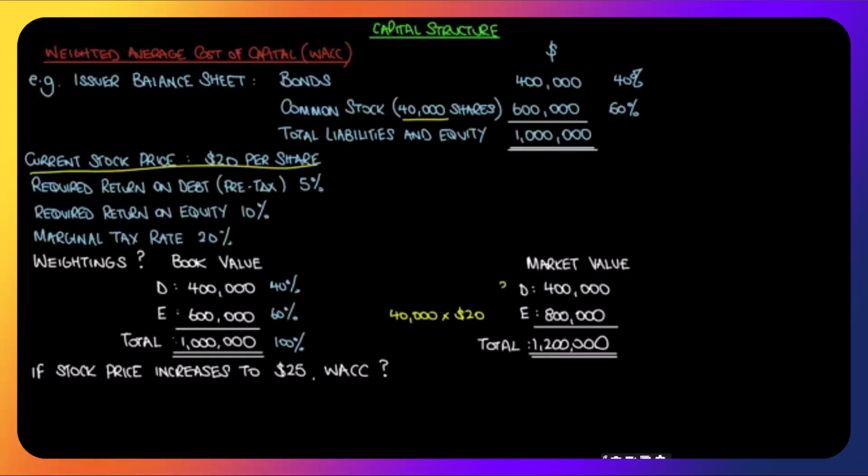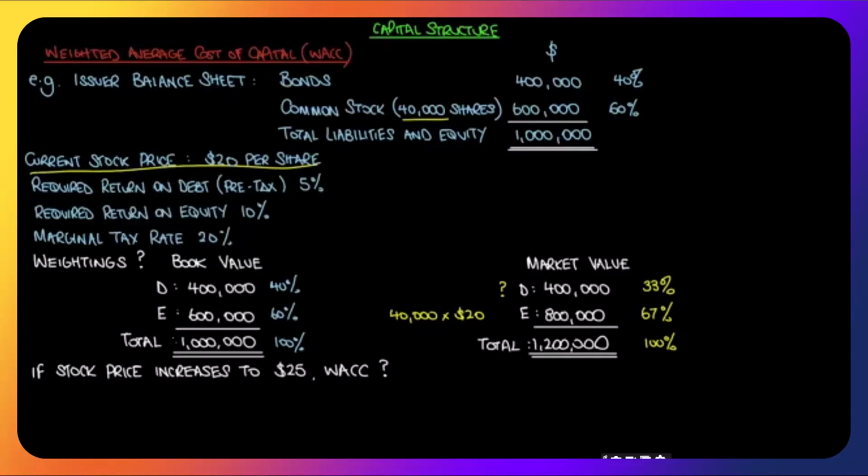We have no information on the market value of debt. So I'm just going to assume that the market value is the same as book, change the equity value out of my 100% now, which is 1.2 million. Debt is only 400,000 out of 1.2 this time, 33%. And equity is 800 out of that 1.2, 67. So the book values, the market values do not give you the same weightings. And makes an interesting point.